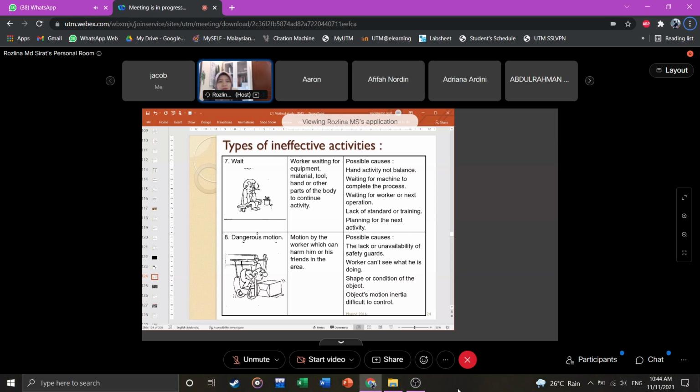It is late. Okay, and number 8 is dangerous motion. Motion by the worker which can harm him or his friends in the area. The possible causes are the unavailability of safety guards. Workers cannot see what he is doing, shape or condition of the object. Like just now, objects motion inertia is difficult to control, especially for liquid, motion inertia of liquid. We have difficulty controlling it.